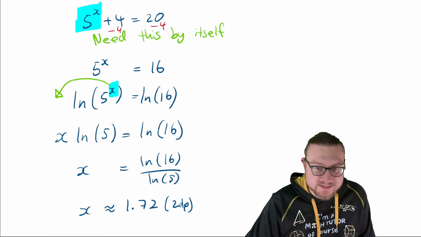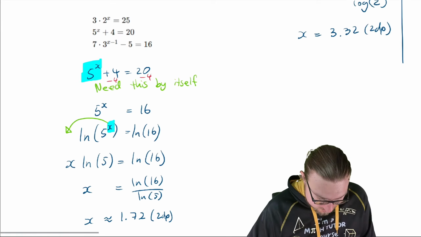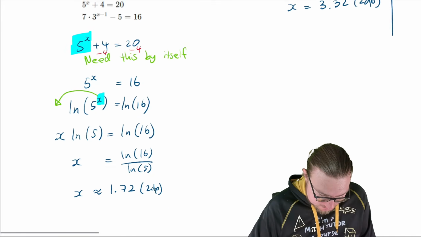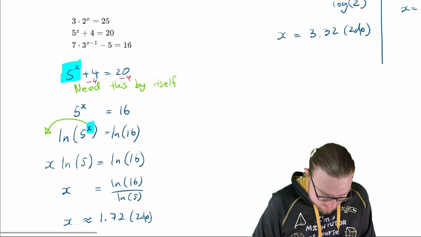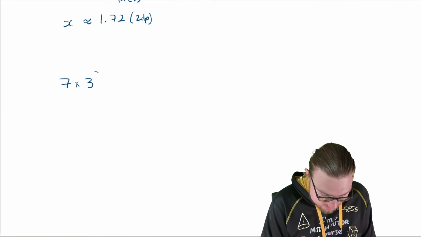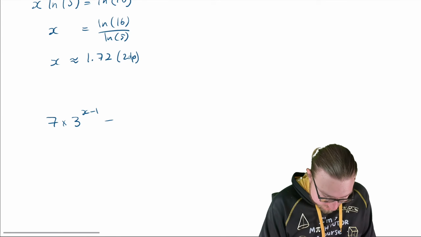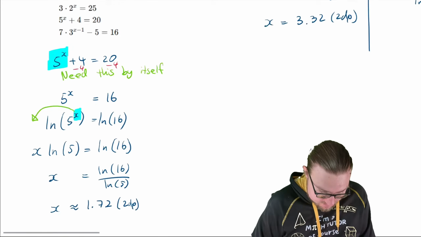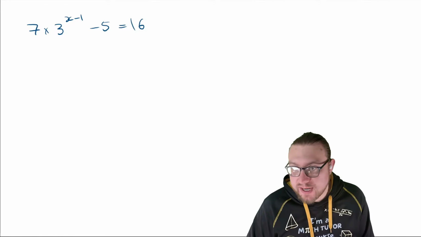Okay, fantastic. Okay, let's have a look at the last question here. 7 times 3 to the x minus 1, minus 5 is equal to 16, right? Yes. So, well, what do we have here?